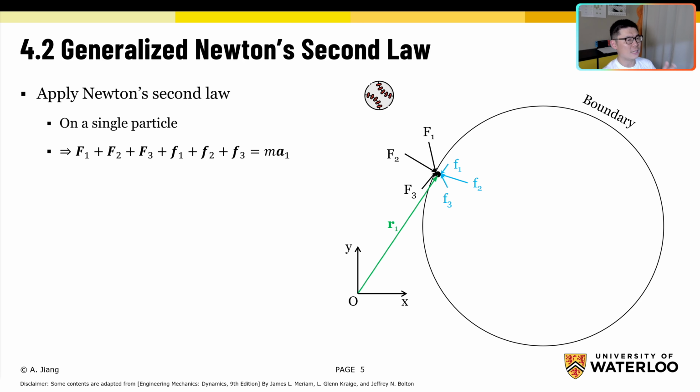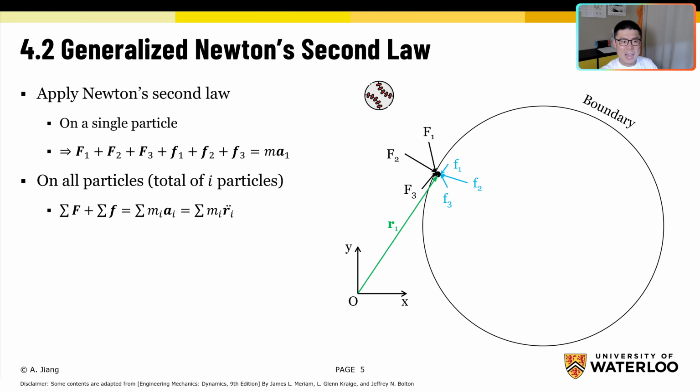Now, repeat this process for all particles within this entire boundary, which is the baseball. Using Newton's second law, we're going to have all forces adding together equals the sum of m_i times the second derivative of the displacement, which is the acceleration. This i here is really just representing one particle. On the previous page, we used 1, that one single particle. In this case, within the baseball, we have countless particles all adding up together. This i is from 1 to whatever that big number is.